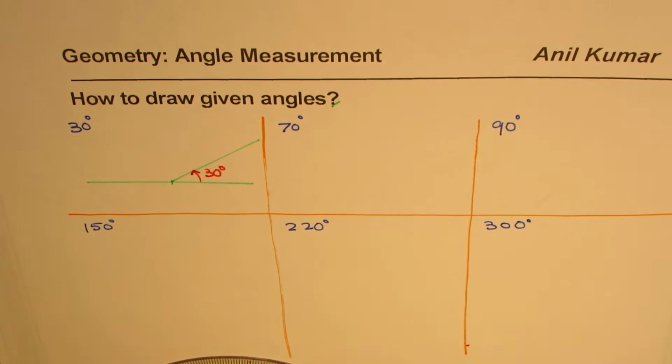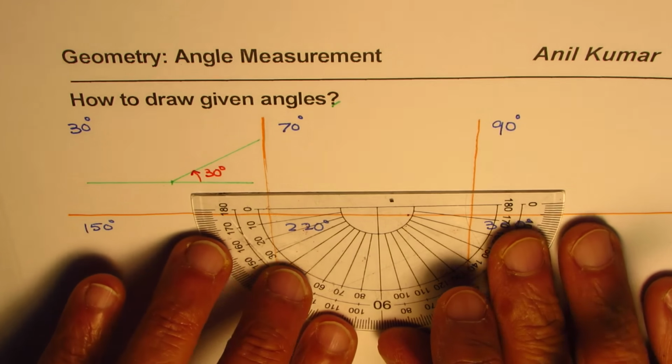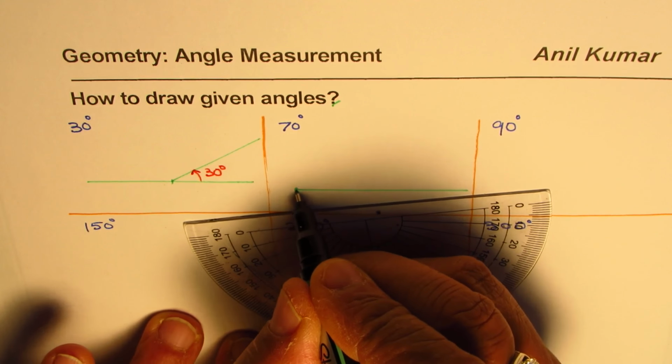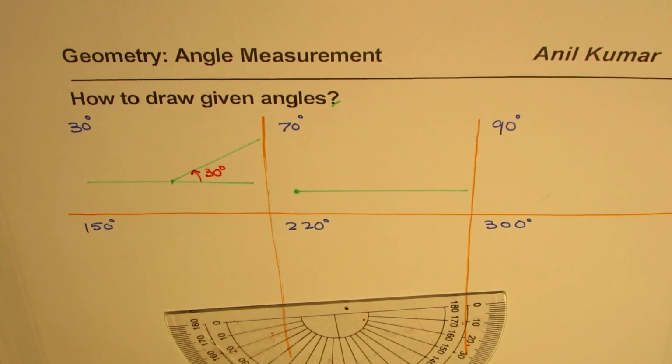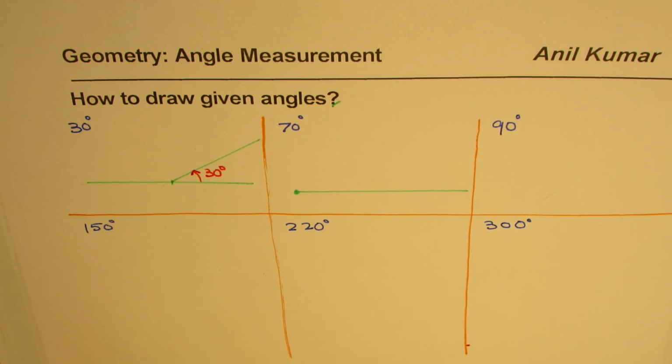Now, let's do 70 degrees. This time, since I'm sure we'll make it on that side, I'll make a line which is kind of like this. And here, let me have this as the vertex for the angle, and we'll call this as the initial arm, as it should be called, right?